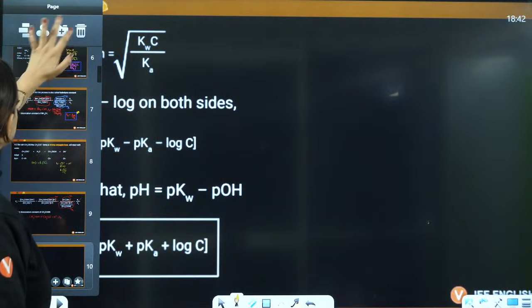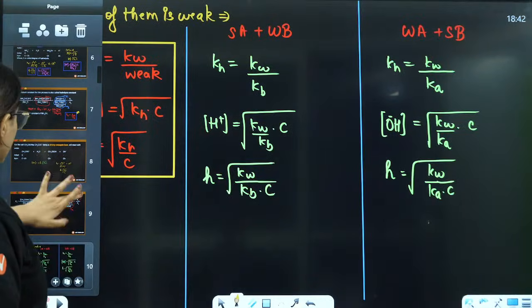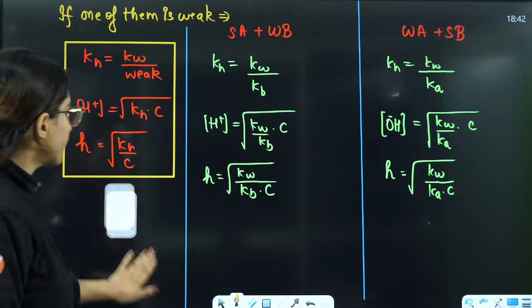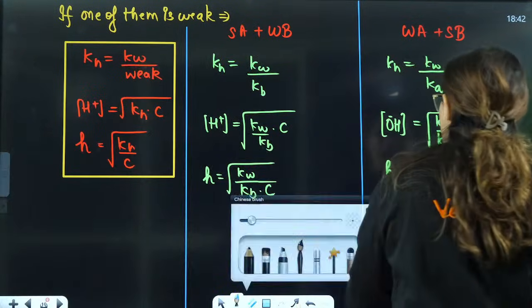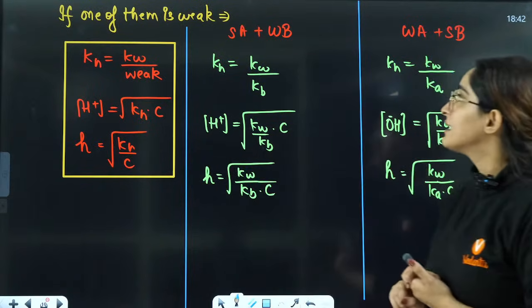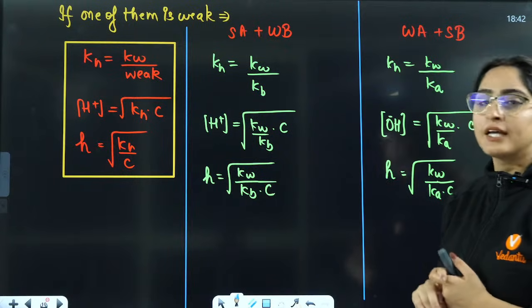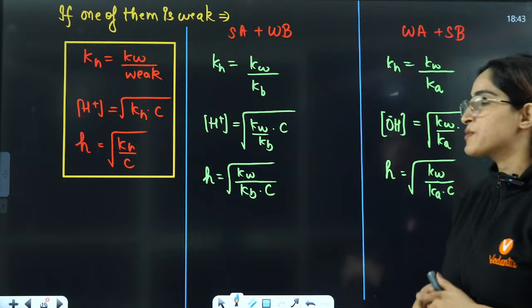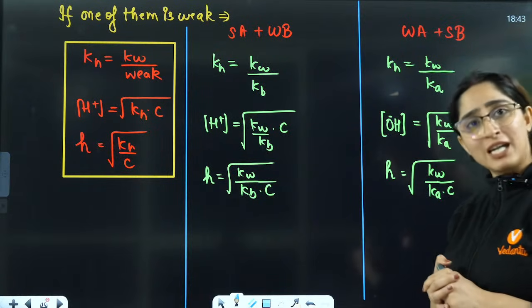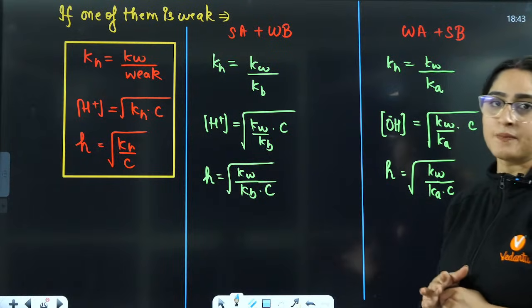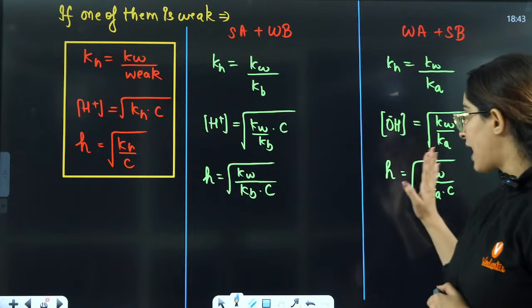All of these things you don't have to see. Just remember these two pages. This is the first page that you have to remember, and out of this, the remembering part is only this thing, that whenever one of them is weak, KH is equal to KW by whatever is weak, right? H positive is under root of KH multiplied by C, and h is under root of KH divided by C. Then you put all these formulas, you will have this.